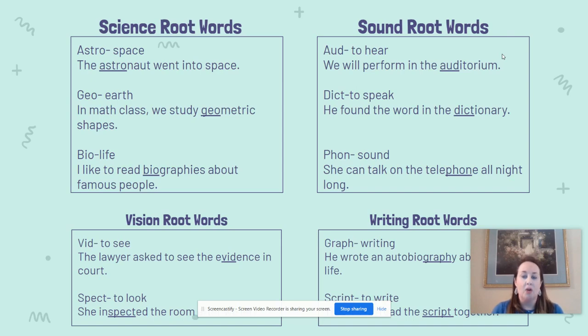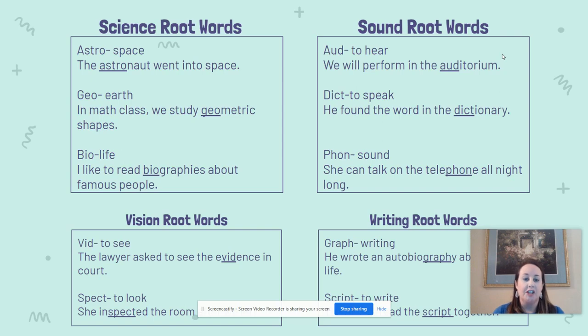And then you have your sound root words, having to do with anything with listening. So like aud, if you see that, you think of something to hear. So we will perform in the auditorium, a place where you go to hear maybe someone read or someone sing. And then dict. Dict means to speak. So he found the word in a dictionary. And then phon, which means sound. She can talk on the telephone all night long.